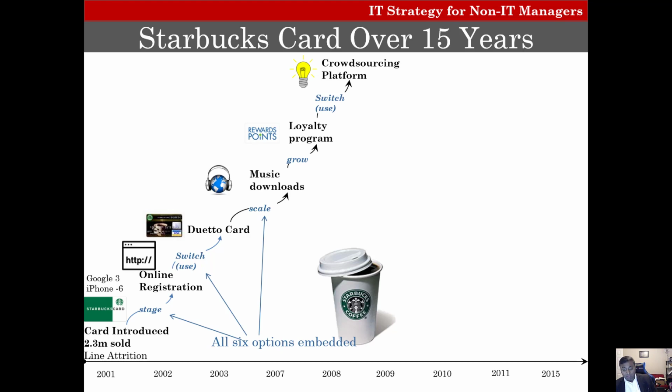So then it created its own crowdsourcing platform. Starbucks figured that the most engaged source of new ideas was to get its loyal customers to suggest and vet ideas for online new products and services. Therefore, people with a Starbucks card started participating, proposing, and voting on other customers' ideas. Again, this was a switch option because it created a new asset, a crowdsourcing platform, keeping all the other assets intact.